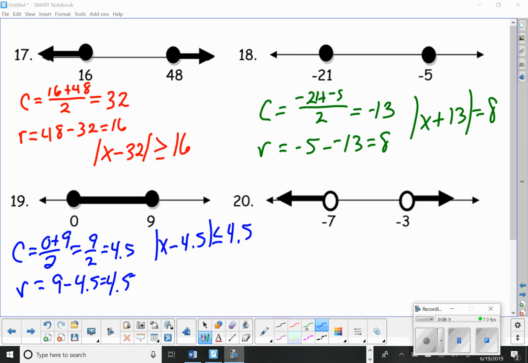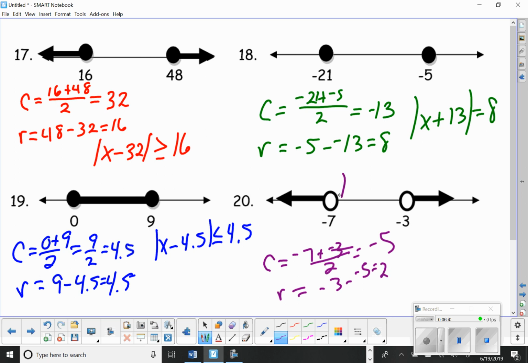Okay, and finally over here, we have the center is equal to -7 plus -3 divided by 2, and that gives us -5. R is equal to -3 minus -5, which is 2. This is going out, they're open dots, so the absolute value of x minus -5 is greater than 2. And you have done writing equations, absolute value equations and inequalities from a graph.